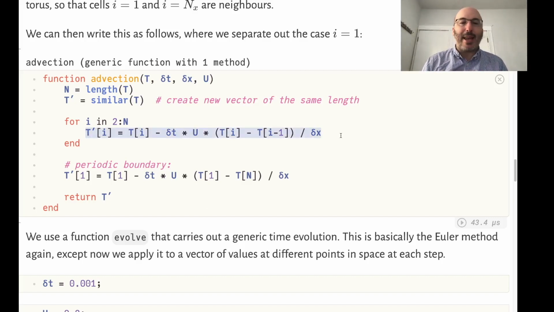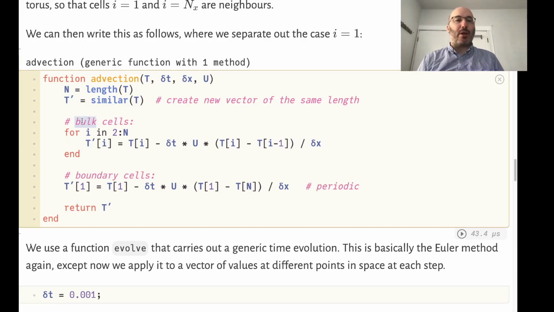Here is again the same piece of code now in an actual Julia function. So we're passing in a vector of the current temperatures. We make a new empty vector with the same length called T prime, and then I loop over the bulk of the system. That's the interior cells where I don't need to access the boundary elements. So you see that I'm starting with i equals 2, and so this i minus 1 index is always going to be inside the array.